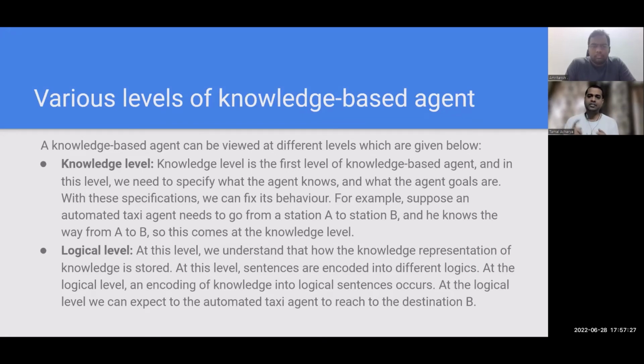And then at the logical level, we expect the automated taxi agent to reach destination B. When you talk to someone, you don't describe everything. You give them pointers. So you say, I need to go here. This is what it is.